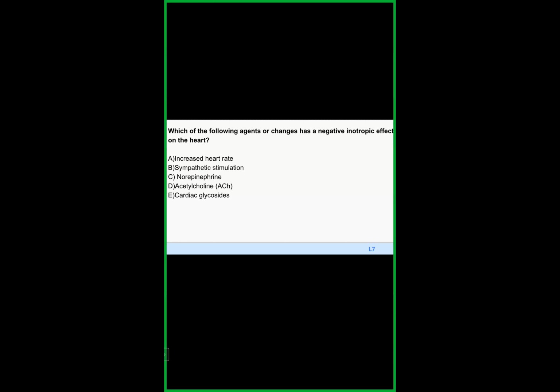Okay, so I got D, I also got E. So the correct answer is D. First, I'll explain why it's D. So acetylcholine, but first of all, what is a negative inotropic effect? Basically, inotropic means contractility, and if it's negative, it means there's a decrease in contractility.